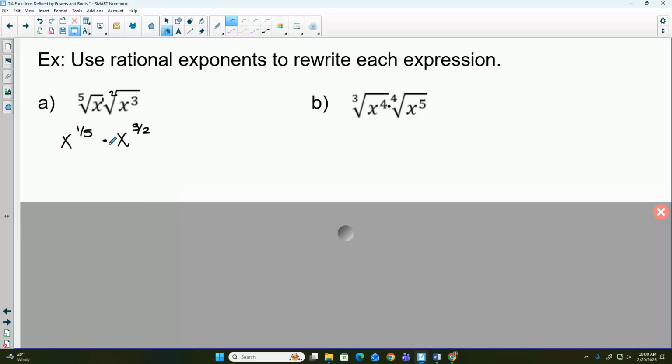Right. Exponent rules. If you are multiplying and the x is written each time, what do you do with your exponents? Add them. So you can use a calculator if you need to. You have to do the 1/5 plus the 3 halves. 17 over 10. So that's our final answer. X to the 17 tenths.